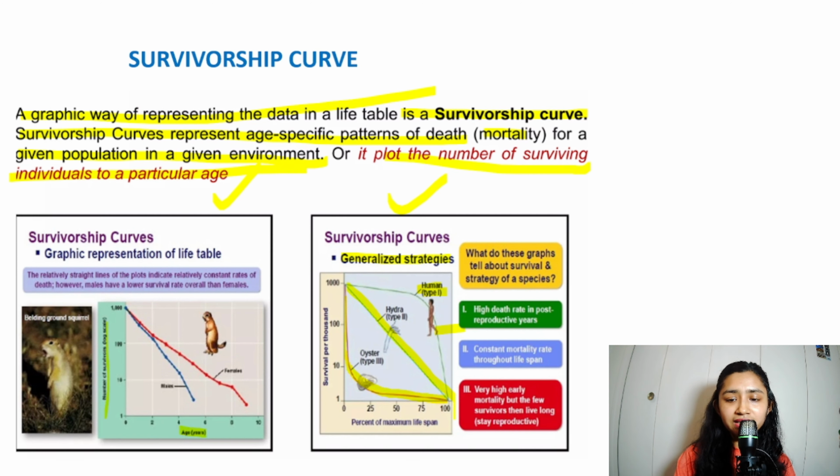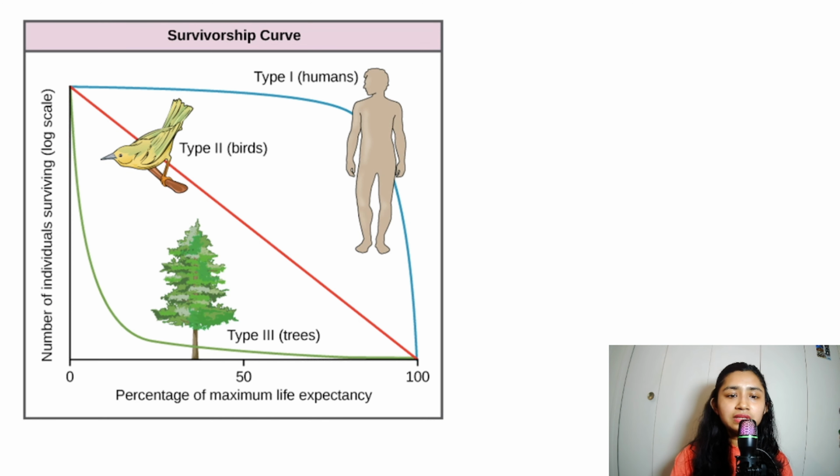Now let's understand this very clearly. So survivorship curves, there are 3 types of survivorship curve. For human, you have to know, for human, it is the type 1 survivorship curve. Okay, so what does the type 1 survivorship curve denote?